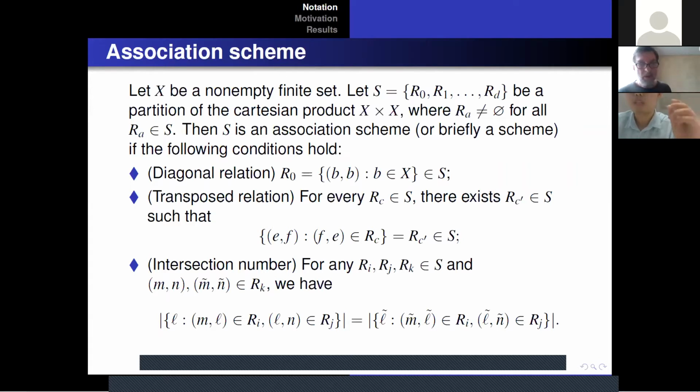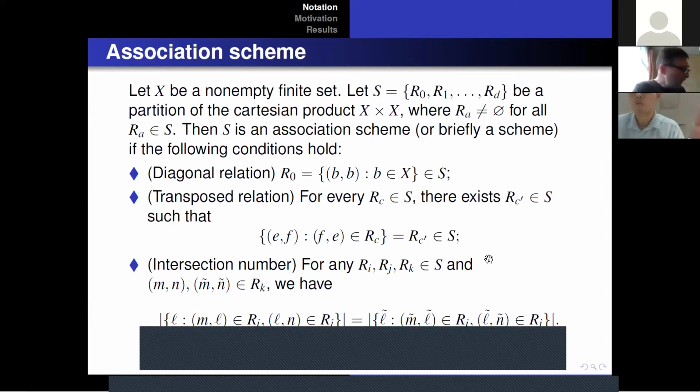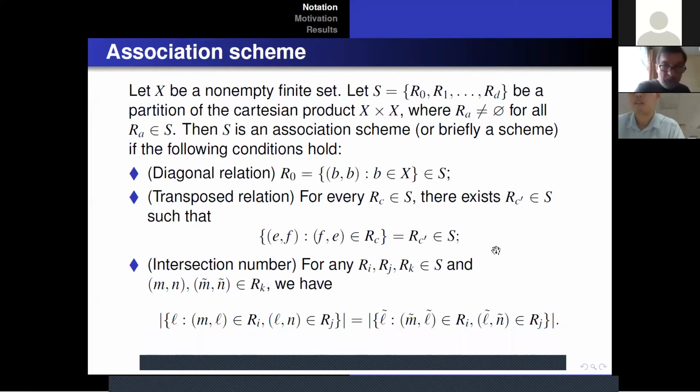Finally, we have the intersection numbers. For any Ri, Rj, Rk in S, and pairs (m, n) and (m, n) in Rk, we have the following equality. The number here equals the number here. And this equality can be used to define the intersection numbers. So here is the definition of an association scheme on a non-empty finite set.